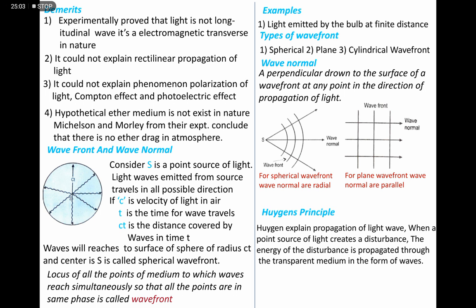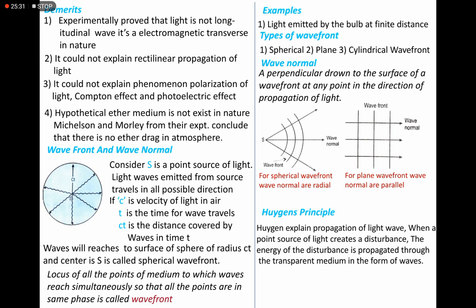How the waves pass through the medium, this mechanism we studied in the 11th standard. Oscillatory disturbance passes through the medium without changing its form. Actually, this disturbance means the energy passes through the medium from one place to another place.